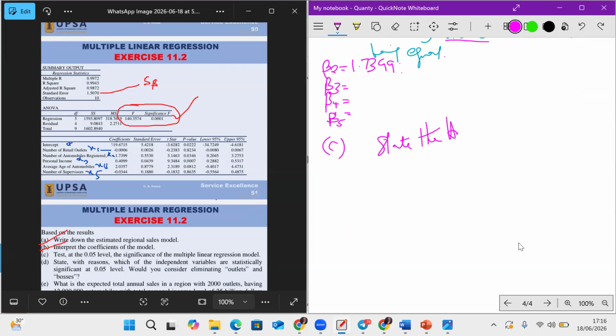The 5 steps we learned under one sample test, we're going to use them here. We just say step 1. What is it? State the hypothesis. So that's the first step. Now the hypothesis, we can say H0: Bj is equal to 0, meaning no relationship.